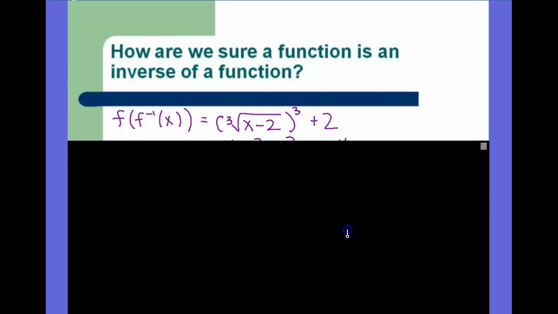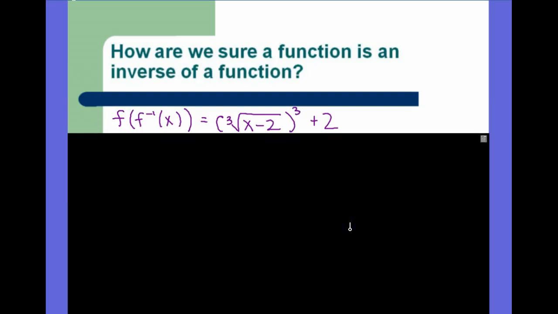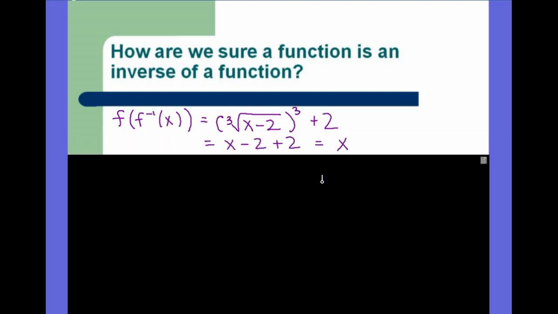Same thing here. How are we sure a function is an inverse? That's when you do function composition. So you take the inverse function you got, plug it back into the original. The inverse is the cube root of x minus 2. We're going to cube it, add 2. The cube root of something cubed is just what's underneath. So you get x minus 2 plus 2. The negative 2 and 2 cancel, and you get x.